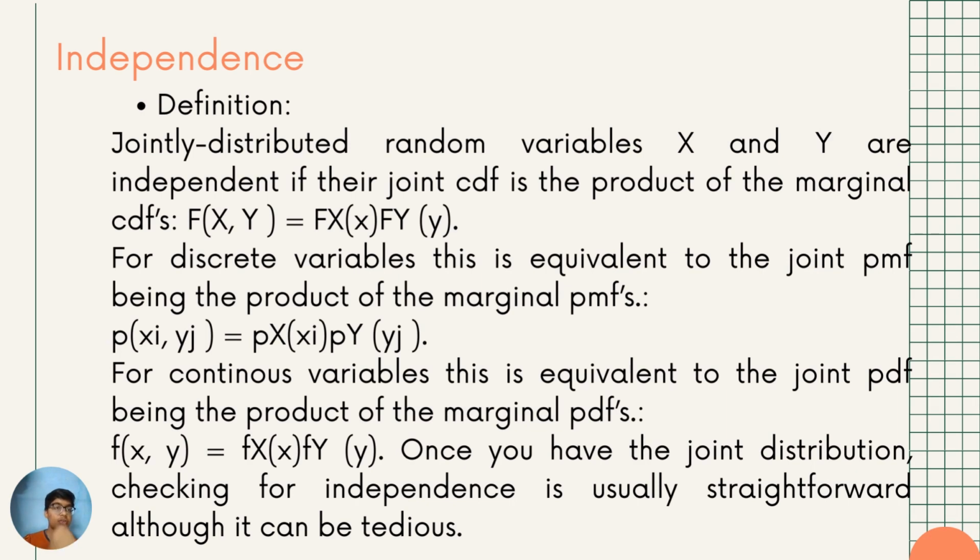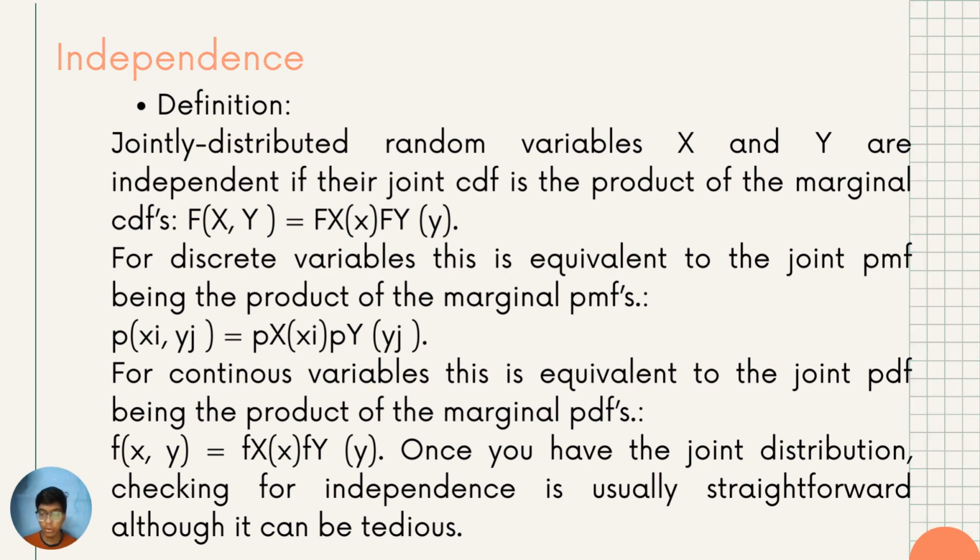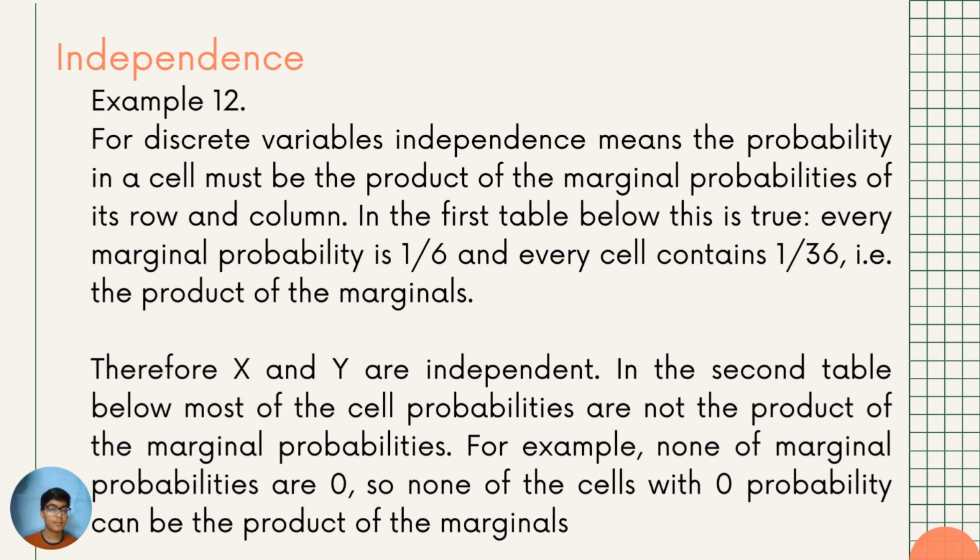Jointly distributed random variables X and Y are independent if the joint CDF is the product of the marginal CDFs: F(x, y) equals F_X(x) times F_Y(y). For discrete variables, this is equivalent to the joint probability mass function being the product of the marginal PMFs. For continuous variables, this is equivalent to the joint PDF being the product of the marginal PDFs. Once you have the joint distribution, checking for independence is usually straightforward, although it can be tedious.